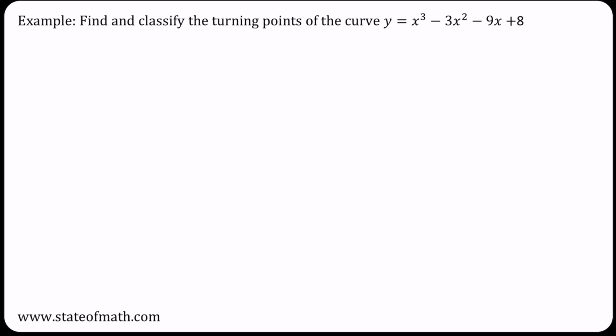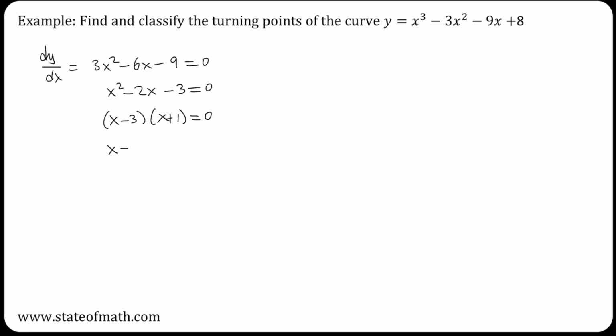In this example, we are asked to find and classify the turning points for y = x cubed minus 3x squared minus 9x plus 8. So I start by finding dy/dx, which is simply 3x squared minus 6x minus 9. I set it equal to 0. I divide throughout by 3 to get x squared minus 2x minus 3 = 0, which factorizes into (x minus 3)(x plus 1). So we've got x = 3 or x = negative 1, and therefore I can substitute back to find y. When x is 3, y turns out to be minus 19, and when x is negative 1, y is 13.